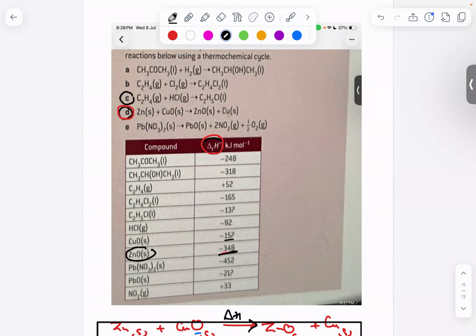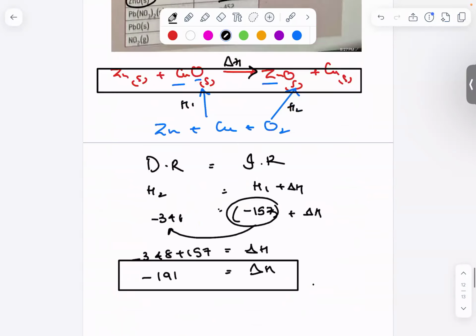Minus 97. Well done. Yes, the answer is minus 97. All right, good. Now this question.